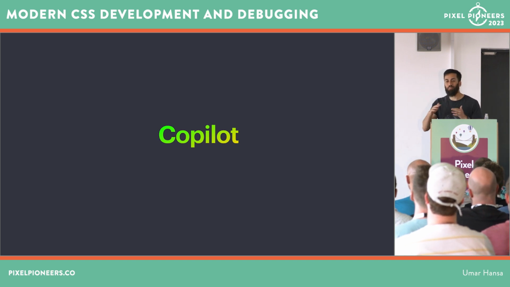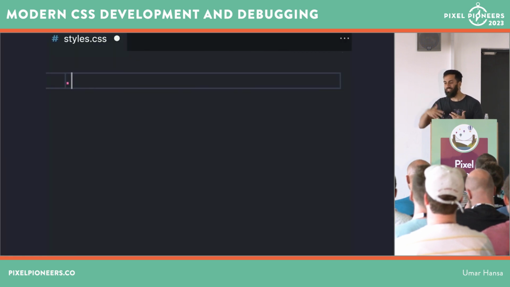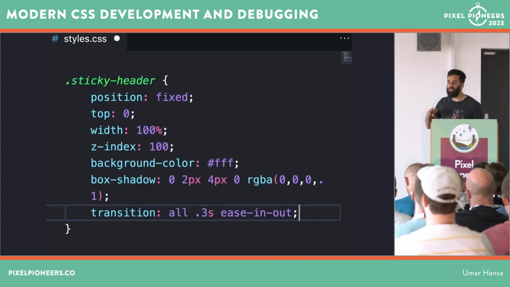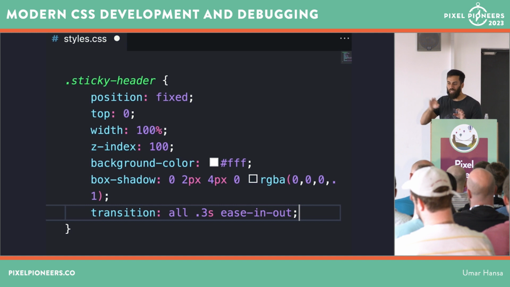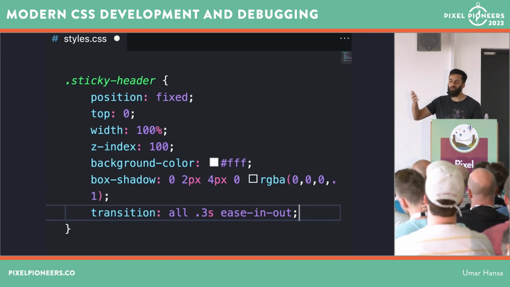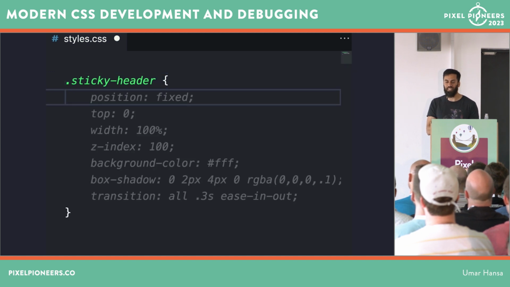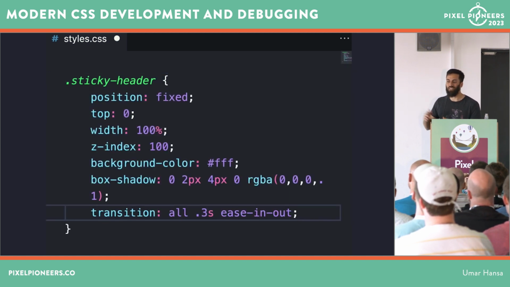Just to get us on a level playing field, maybe you're using Copilot in your day-to-day job, so I'll try not to spend too long talking about the regular stuff that we all know. In case you didn't know, you can download Copilot and type in a selector like .stickyheader, and then it'll ghost text for you the most likely set of properties and values that it thinks you want for this selector.